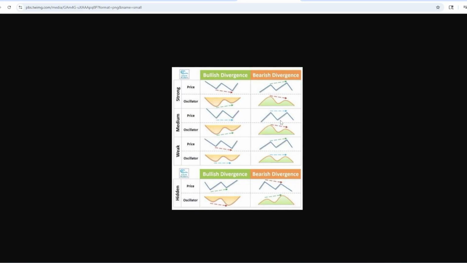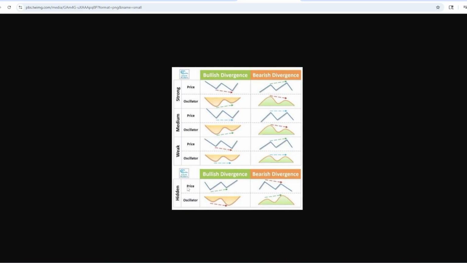A more medium divergence would be that the price made an even high, oscillator lower high, and a weaker divergence would be that the price made a higher high and the oscillator was even. So it's kind of subsets of that, but either way, in each of these three examples, you can see the oscillator is not confirming what the price is doing.